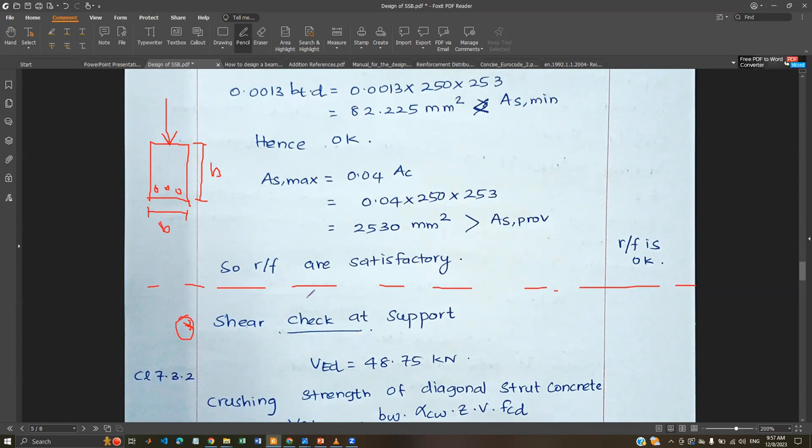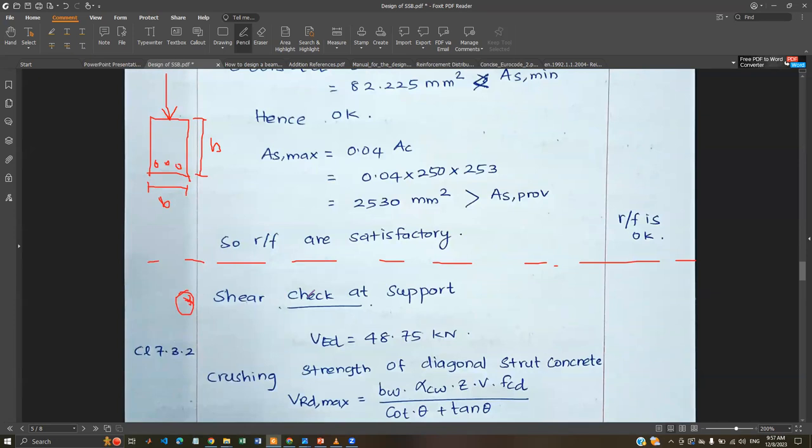The shear check is not like what we have done in the slabs. This will be completely different. I will explain it to you now, but before that we can mark the attendance, and we can move forward.